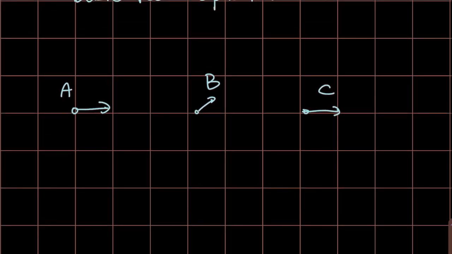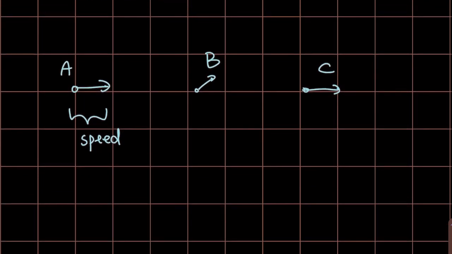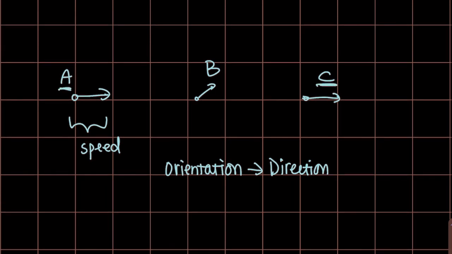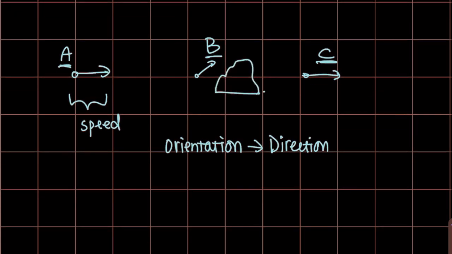So the length of the arrow represents the speed. So we can say that the speed at point A is higher than at point B, and the orientation represents the direction. So we can see that A and C have the same direction, but B has a different direction. Maybe because they have some blocks or rocks over here.